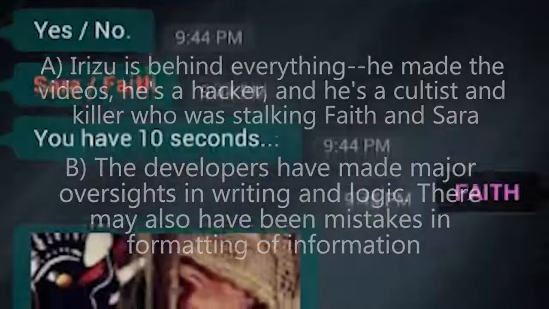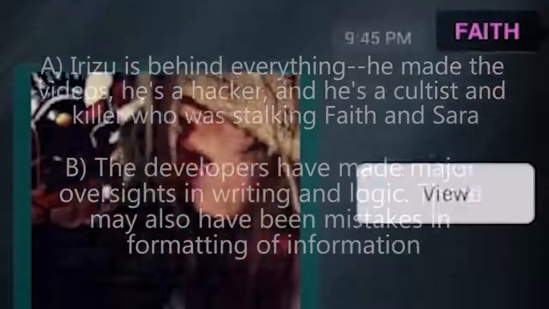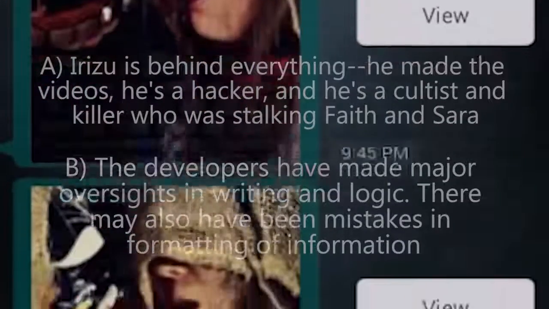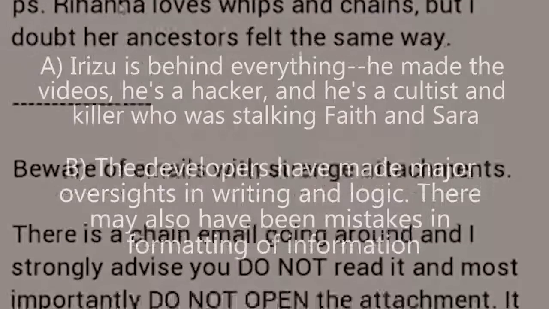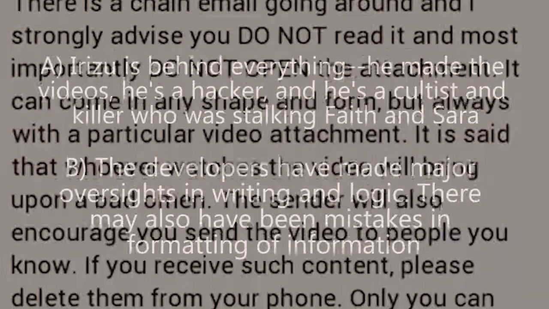Irisu is a stalker, hacker, and killer who's part of a cult, and Sara and Faith came too close to his circle, with Sara being involved only because Faith dragged her along. They weren't the only ones he was trying to attack because word about the Red Room video of Iris was getting around, but they fell for his trap.